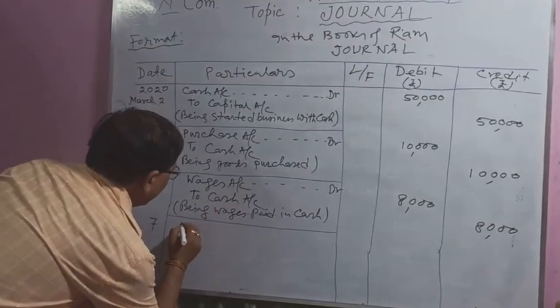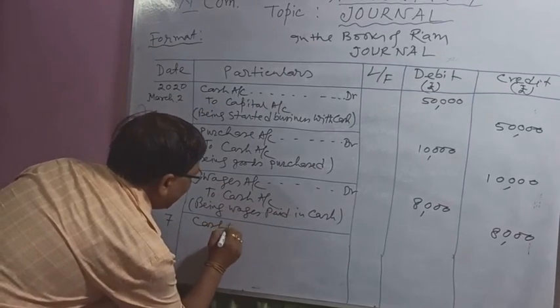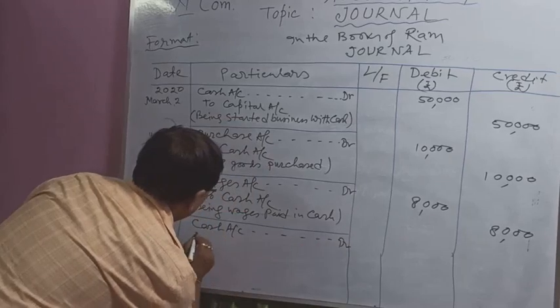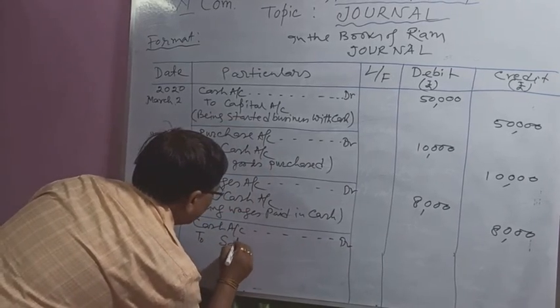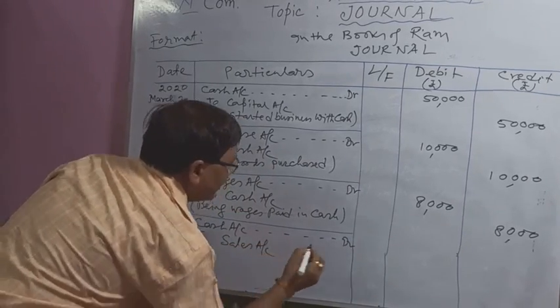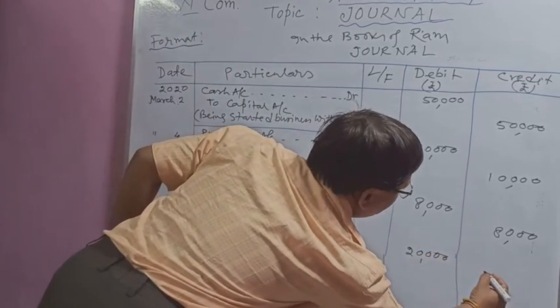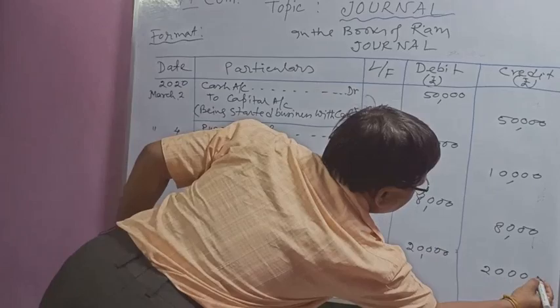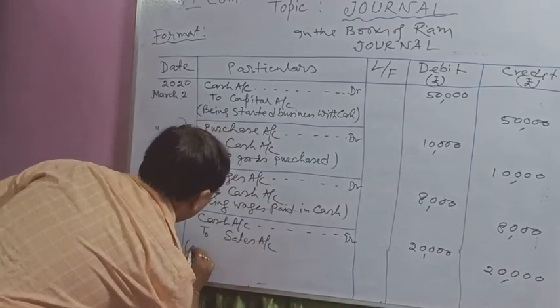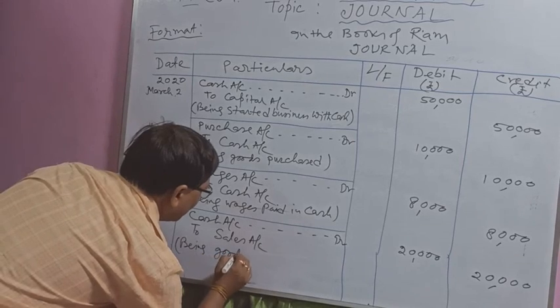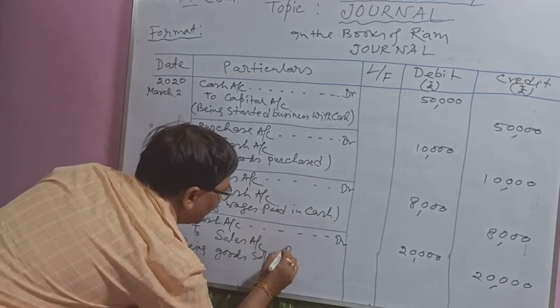Now you have to write again: cash account debit to sales account, say 20,000, 20,000 debit, 20,000 credit. Okay. Again, being goods sold for cash.